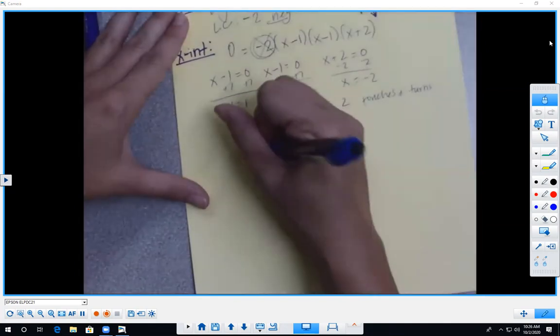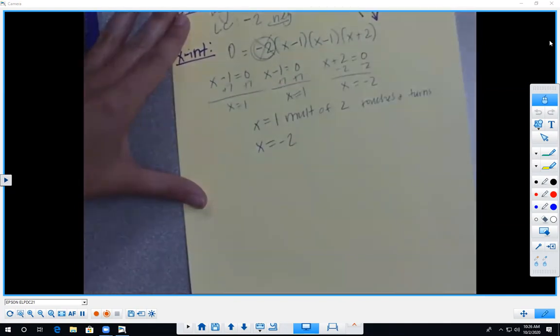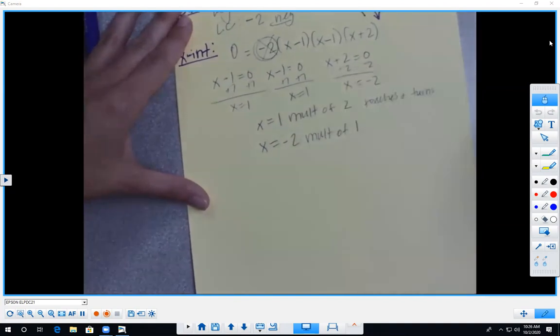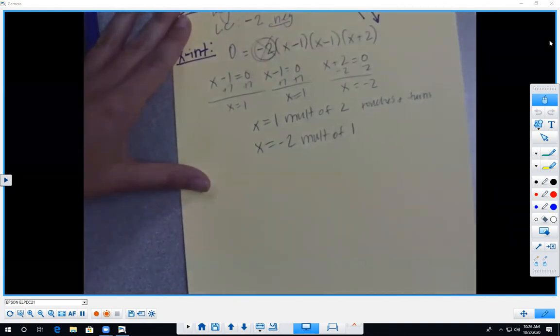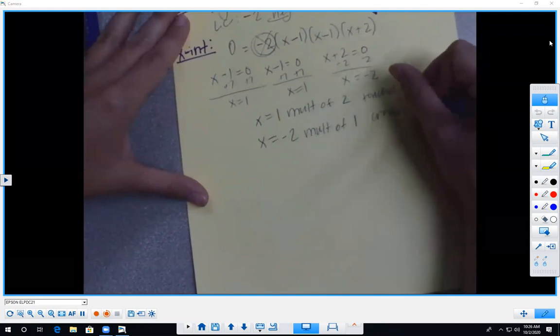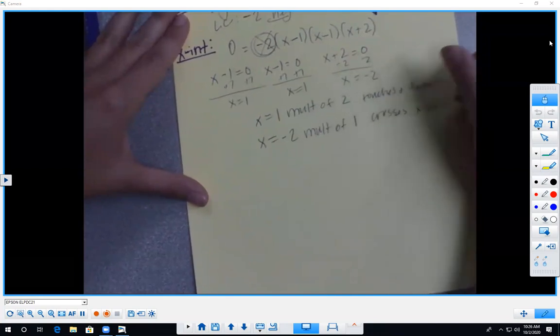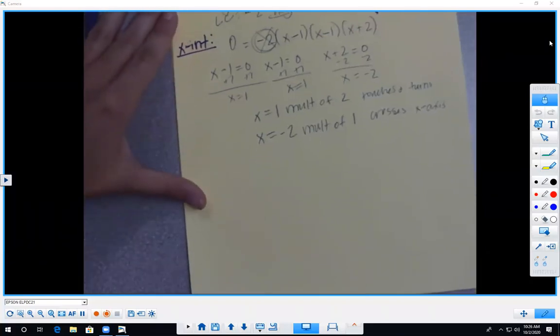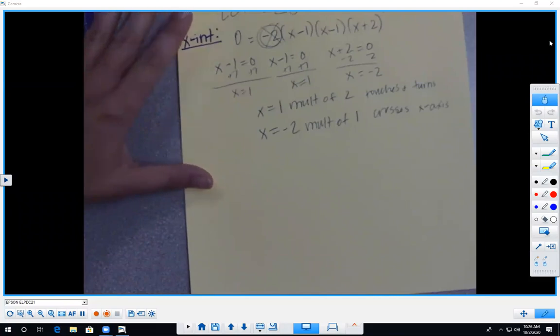The other one, x equals -2. What's the multiplicity of that one? 1. Is 1 an odd number or an even number? It's an odd number, so it just crosses the x-axis. Okay, so I'm going to put that on my graph.